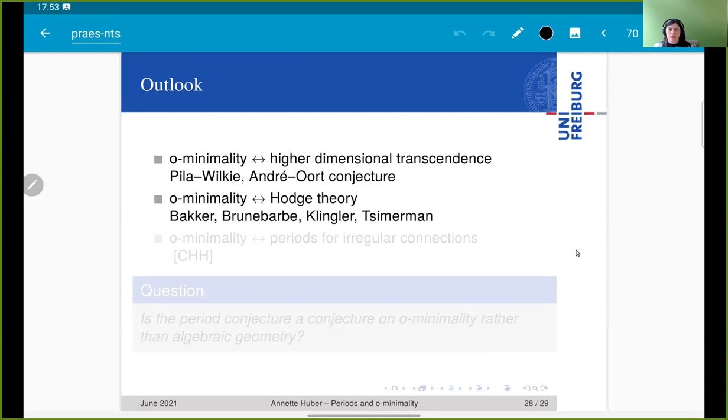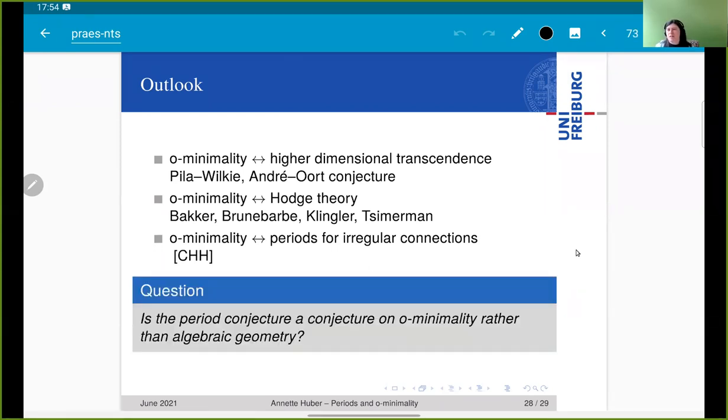To some extent they are similar. And there has been an application of O-minimality to Hodge theory. So consequences of the Hodge conjecture have been proved using O-minimality. These are papers by Bakker, Brunebarbe, Klingler, Tsimerman in different combinations of these people. And now we have this small relation between periods of irregular connections, exponential periods, and also O-minimality. And so I can just ask again, is the period conjecture really a conjecture about algebraic geometry, or is it a conjecture about O-minimality? Maybe we should try to use the tools of O-minimality to approach the period conjecture. Thank you very much.